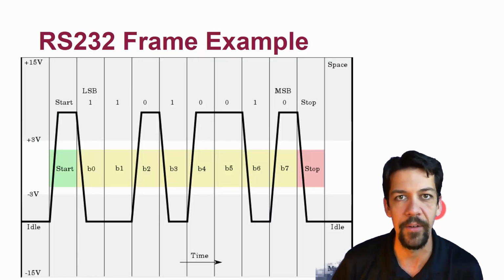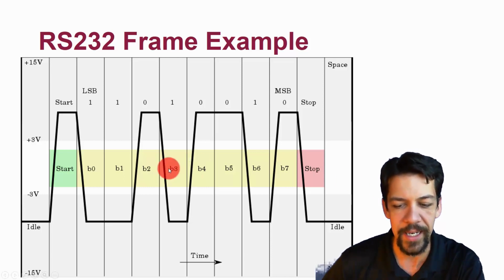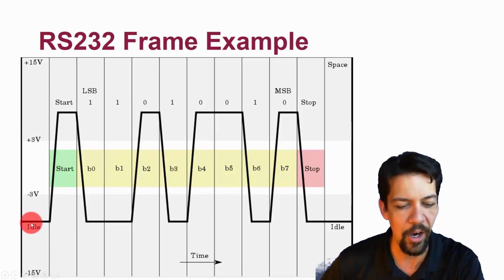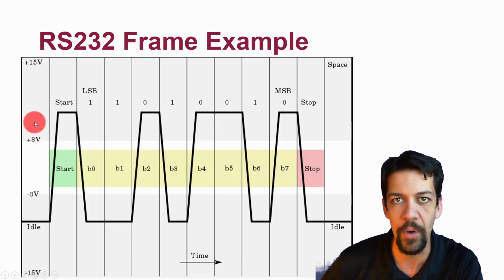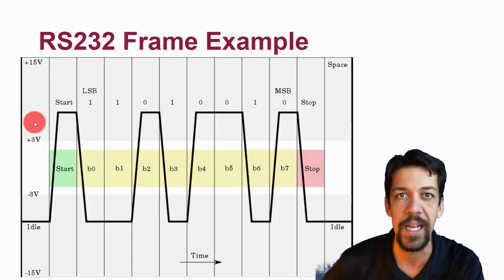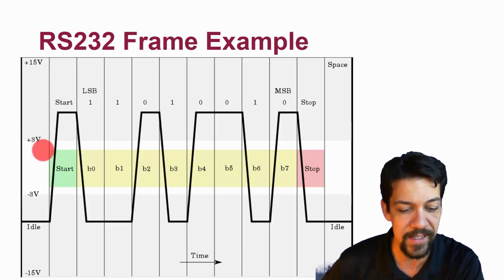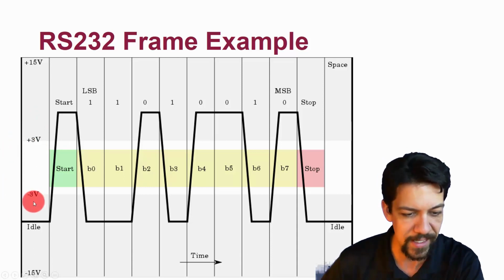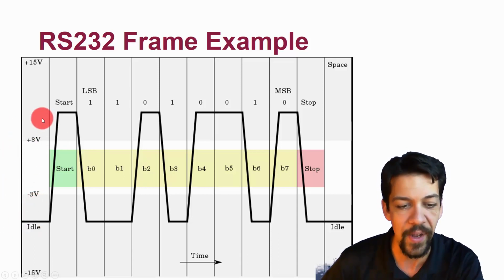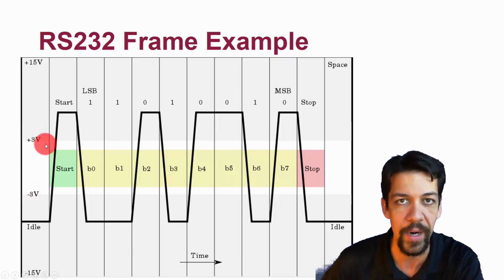Here's an example of an RS232 frame. In this case, we have our idle starting out low, and you can see that what was missing from that protocol specification is the specific voltages. So RS232, the protocol, is not specific to a particular voltage. It can be anywhere from 0 to 12 volts, or in this case, it looks like -5 to 5 volts. So we can have all kinds of different ranges.